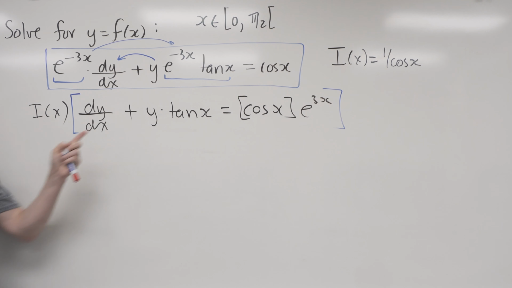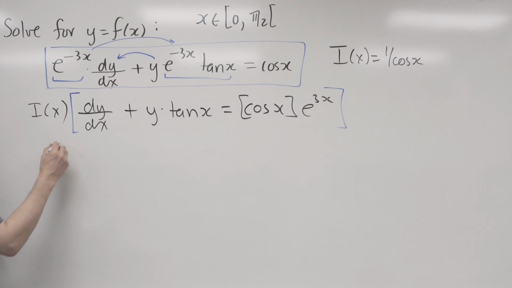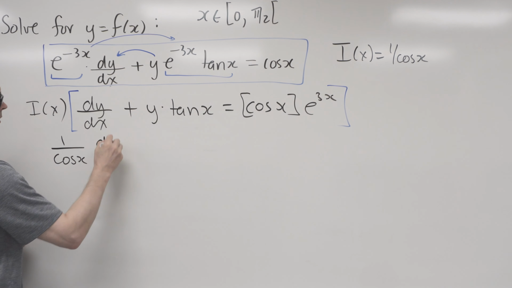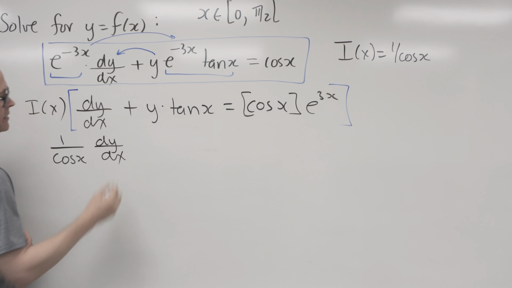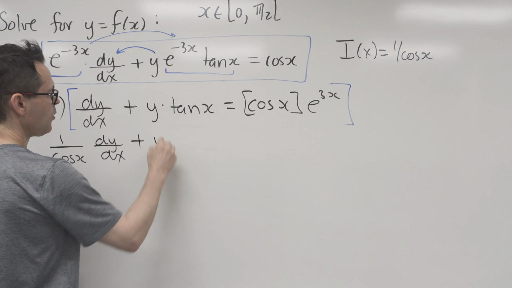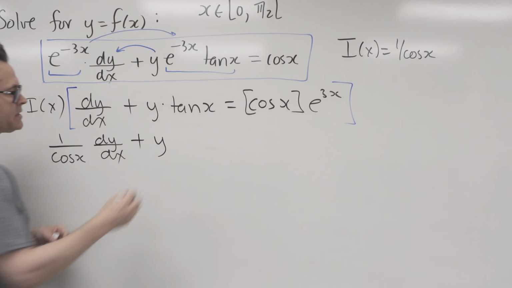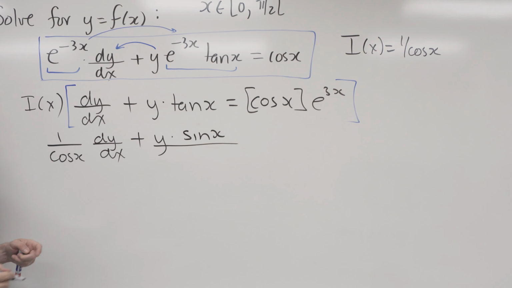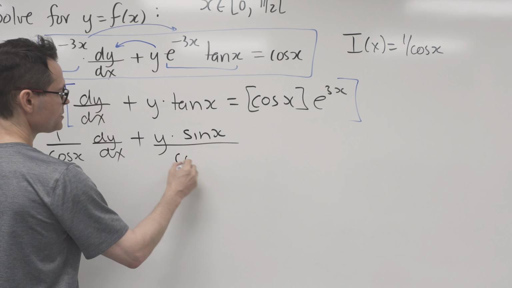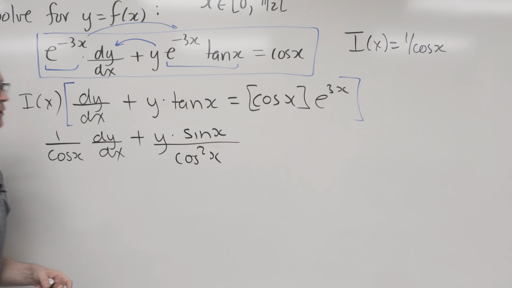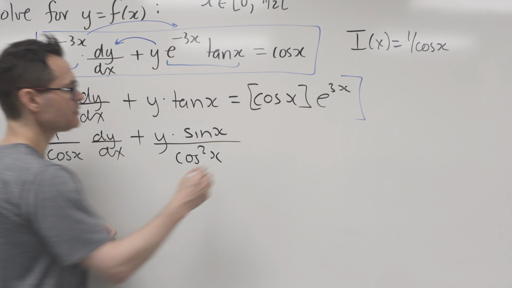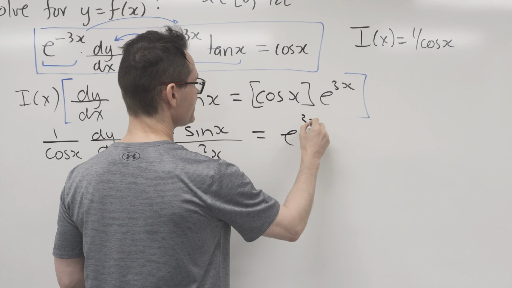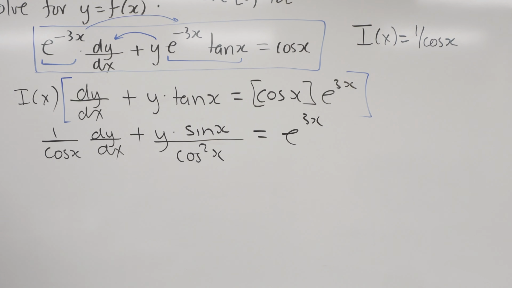So now what I'm going to do is multiply through by 1 over cos x. So I'm going to get 1 over cos x dy by dx plus y. Now here I'm going to break tan down into sine in the top with a cos in the denominator, multiplied by cos. That incorporates the integrating factor. Equals, well, notice the cosine cancels and I'm just left with this.